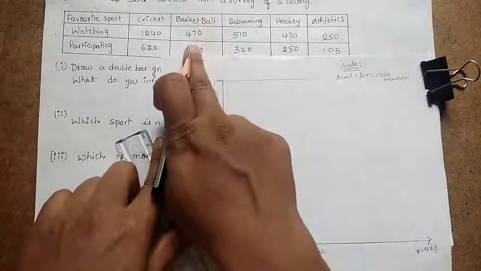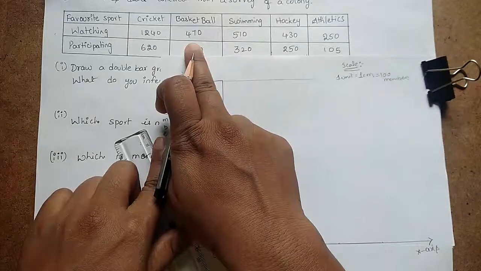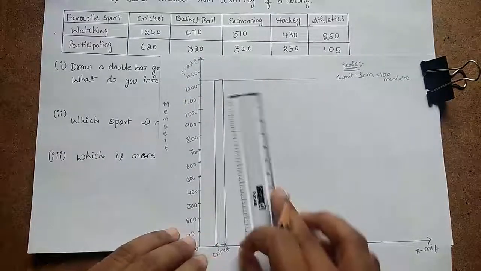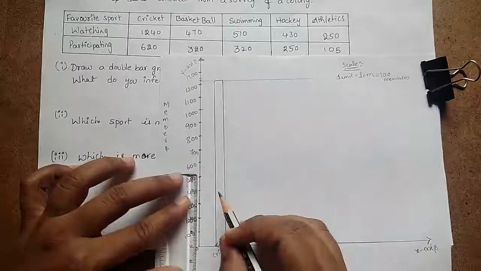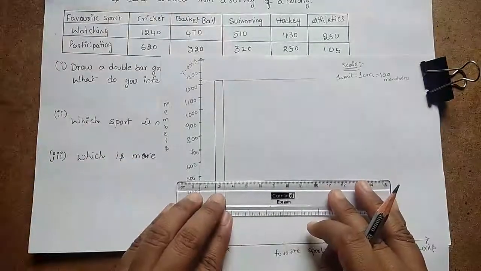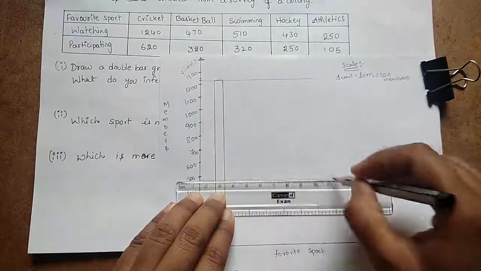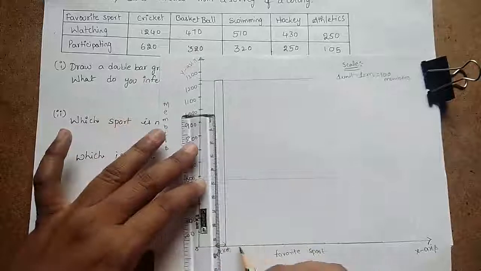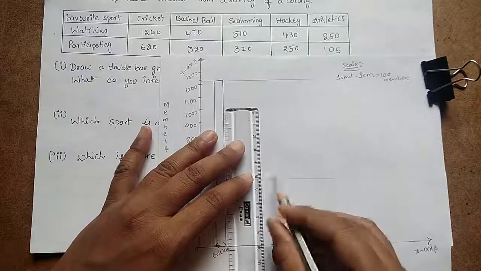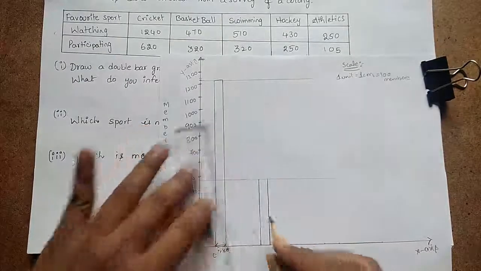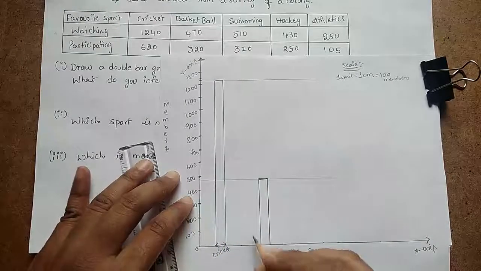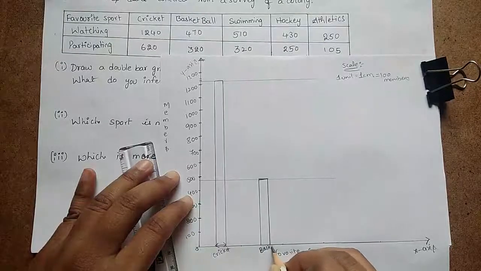Next, coming to the basketball, that is 470. 470 for basketball is 400 plus 1 centimeter for 70, so 7 is here. Make sure to mark a small invisible line like this. So basketball, 470 members. I am taking a similar width for every sport. So this is the basketball.